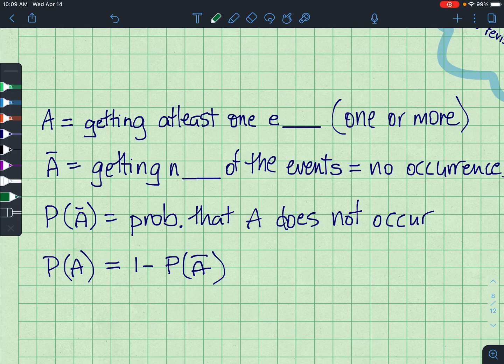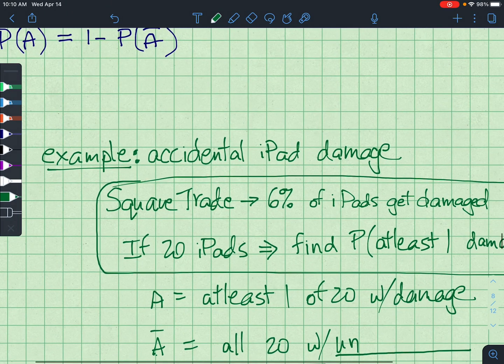If A is getting at least one event, almost forgot what that word was, then A complement is the probability of getting none of the events. A bar, no occurrence. So P(A bar) is the probability that A does not occur. And one way that we can then find the probability of A is if you find all of it, which is 100% minus that none occur, then you get at least one. All right? So it's a sneaky backdoor technique for at least one.